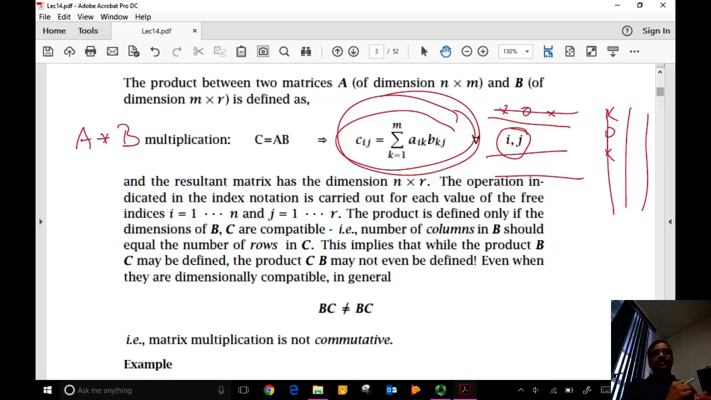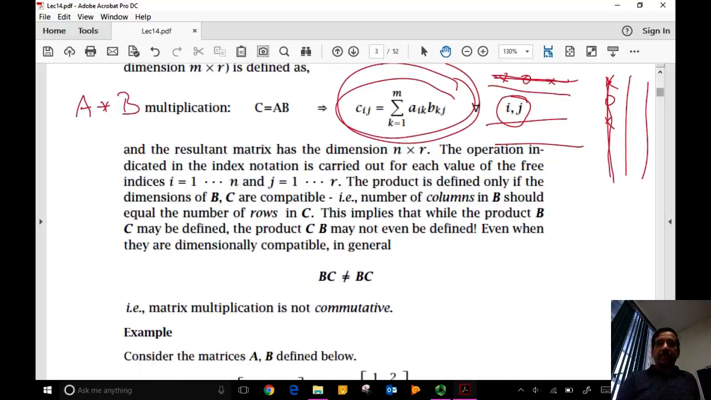But there is a requirement, a constraint, and that constraint is the number of elements in a row must match the number of elements in a column. Otherwise, you cannot define that multiplication. And the other thing to notice is that even if B and C are, for example, square matrices, B times C is not the same as C times B. Okay, so they are not commutative in that sense. What did I have? BC is not equal to CB.